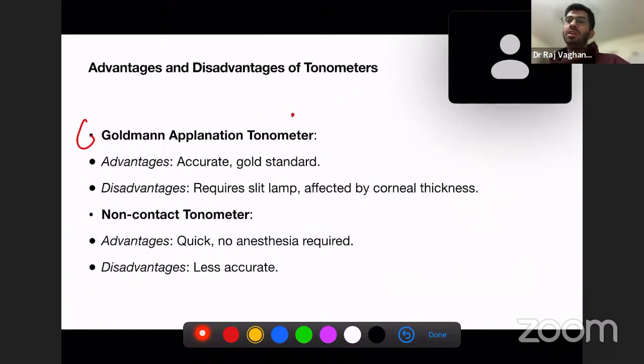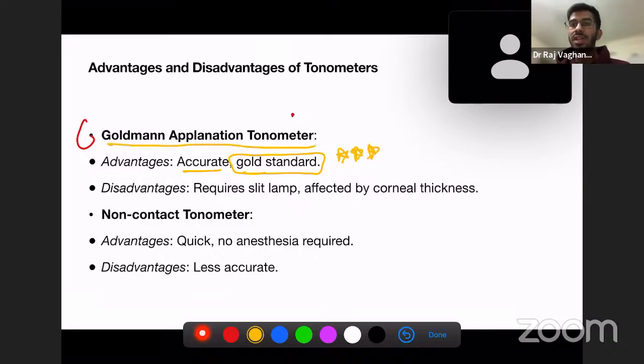Now, Goldmann applanation tonometer: the advantages and disadvantages. Advantages: it is accurate and the gold standard. It is a gold standard tonometer. Very, very important. You can remember it in the name itself: Goldmann, gold standard. Disadvantage: it requires a slit lamp and it is affected by the corneal thickness.